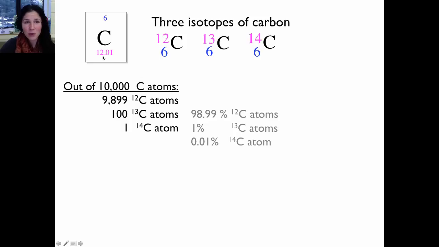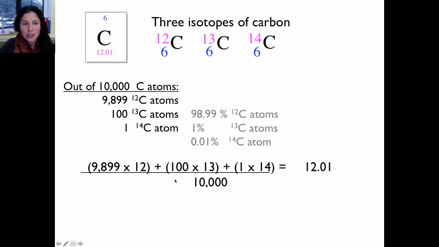All right, so let's talk about where this average mass number comes from. So I'd like to use this information from the activity to show you where the average atomic mass really comes from. I'm going to use these numbers. Now, if I wanted to take the average of the average mass of these 10,000 carbon atoms, I know that 9,899 have a mass of 12, 100 have a mass of 13, and only 1 has a mass of 14. I can add all these numbers together, divide by 10,000 to get the average. So that's what I'm going to do.